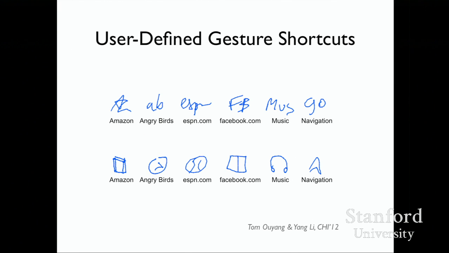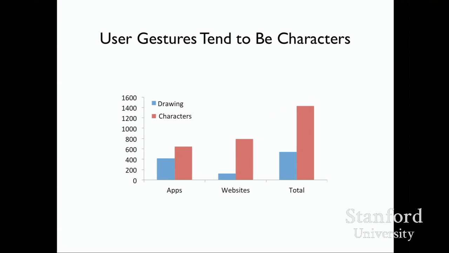So then to find out how users actually derive or perceive these gesture shortcuts, we did a study with 26 participants. We asked them to come up with gesture shortcuts for about 400 targets in whatever way they think appropriate. So these are some examples from this open-ended study.